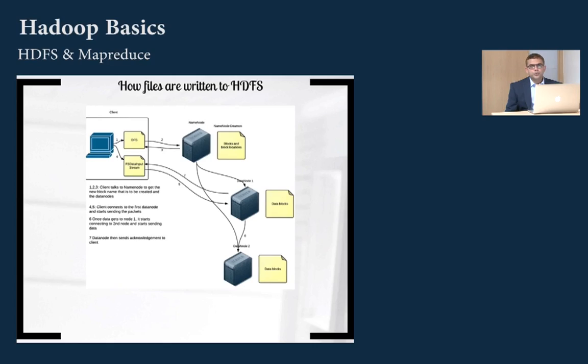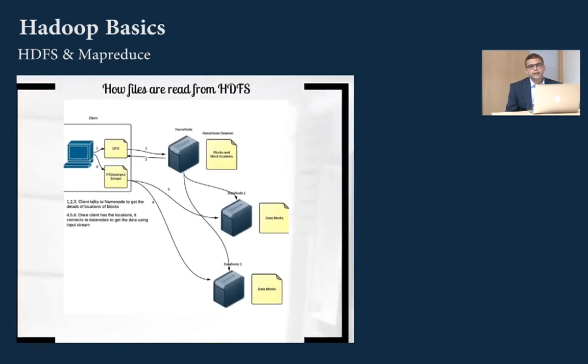So if you really see how you write, the client connects to the name node to get the block name that is to be created. The client then connects to the first data node and starts pushing the data. So basically data is not passing through the name node, and name node is not a bottleneck. So that's how files are written into HDFS.